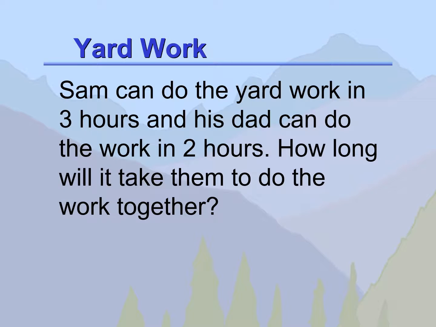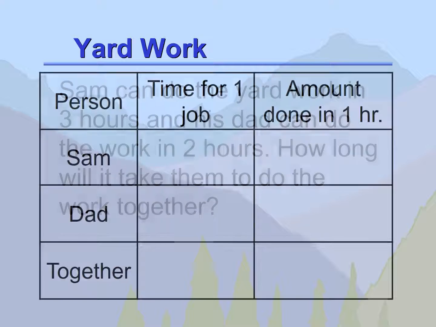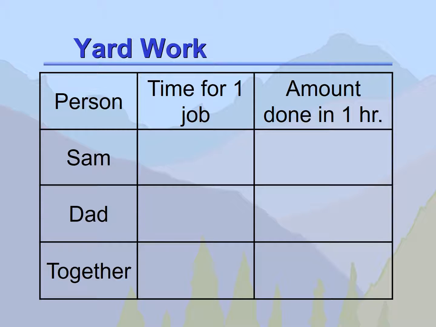So let's do an example doing that. Sam can do the yard work in 3 hours, and his dad can do the work in 2 hours. How long will it take them to do it together? So we have Sam and Dad, and we have them doing it together. The first column is the person, right? So Sam, Dad, together.